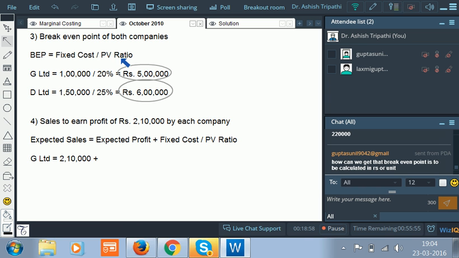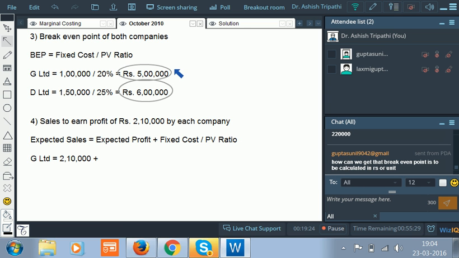मतलब आप कुछ भी करके contribution per unit निकाल नहीं सकते, because information दिया ही नहीं है किधर भी. So until and unless you get contribution per unit, you won't be able to calculate break-even point in unit. So the only option left with you is to calculate break-even point in rupees, because PV ratio is available. So that is why we have calculated break-even point in rupees.